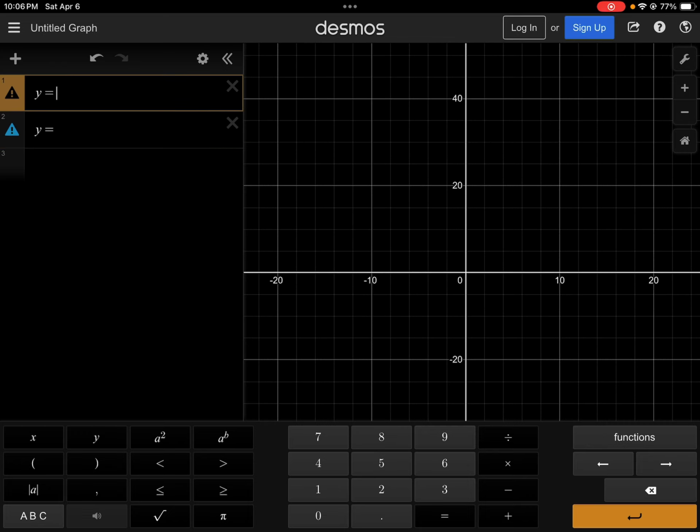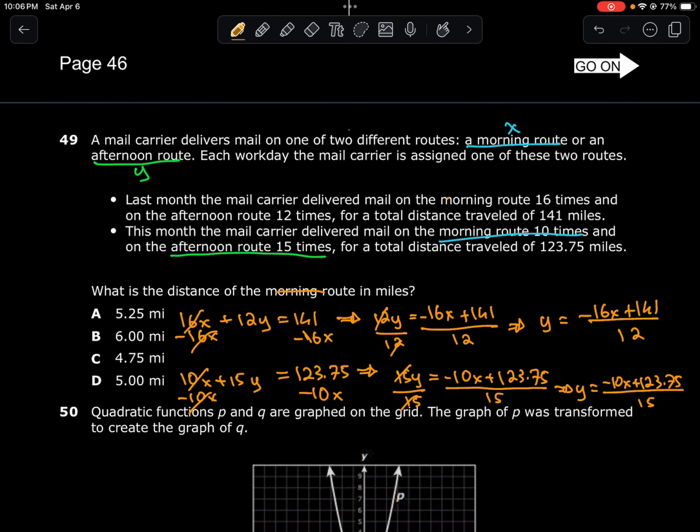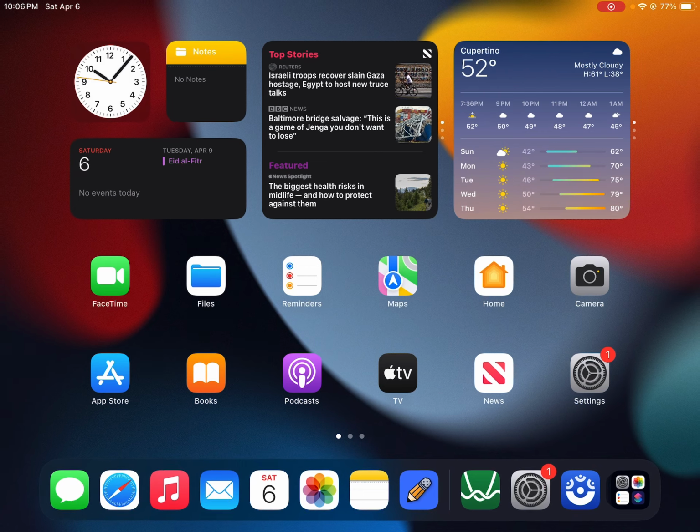So the first one was... No, let's see here. I'm going to put first the division. I'm going to hit the division sign because that's going to give me the fraction line. So it's, I believe, negative 16. I will double check. Negative 16x plus 141, and you divide by 12. I think that was the first one. Let's double check. Negative 16x plus 141 over 12.